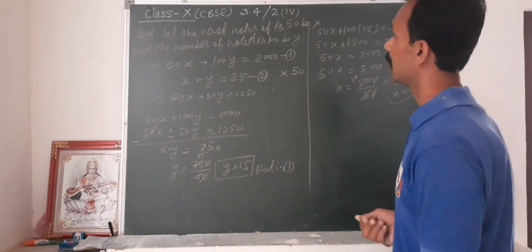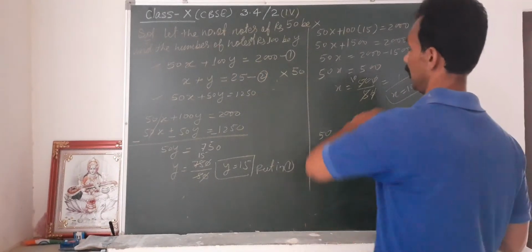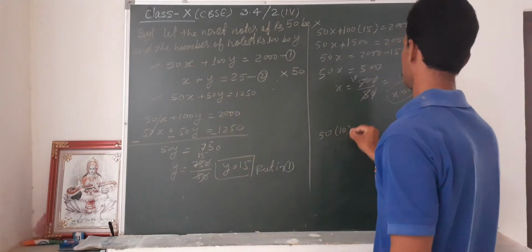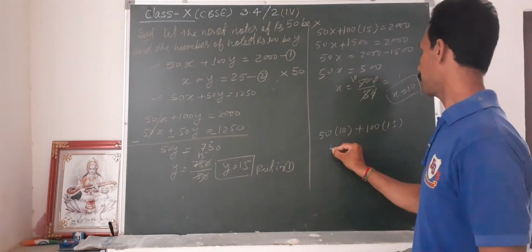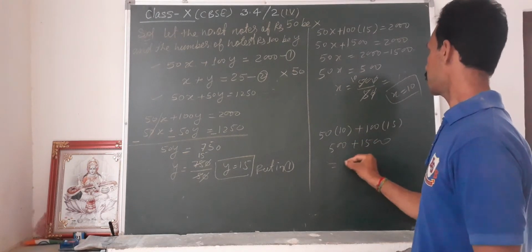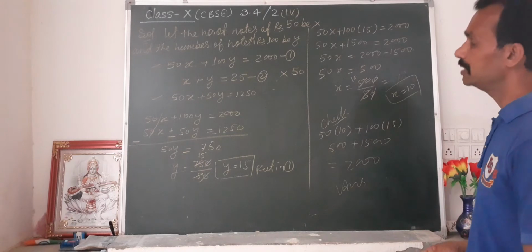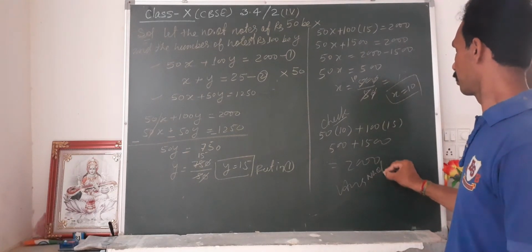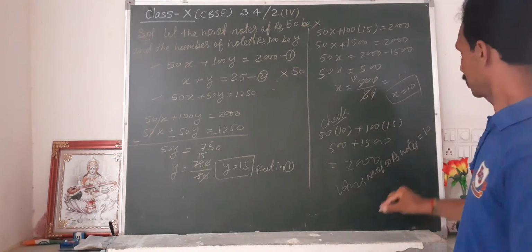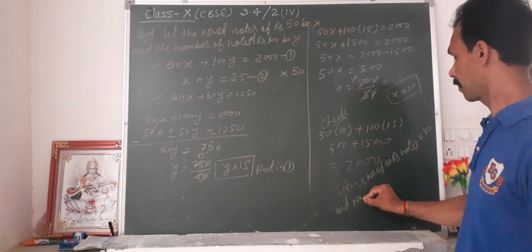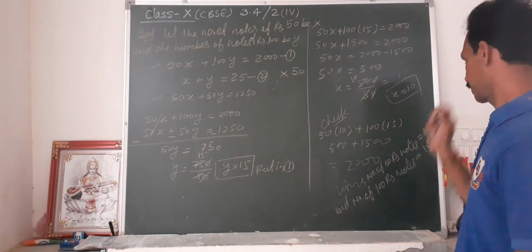So how to check whether your answer is right or wrong? We know that 50x, where x is 10, plus 100 into y, so 50 into 10 is 500, plus 100 into 15 is 1500. The total comes to 2000. So this is the checking method to see if your answer is right. Your answer: the number of 50 rupee notes equals x, so 10, and the number of 100 rupee notes equals 15.